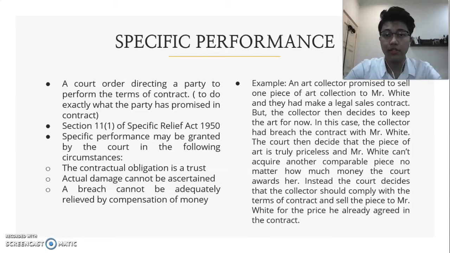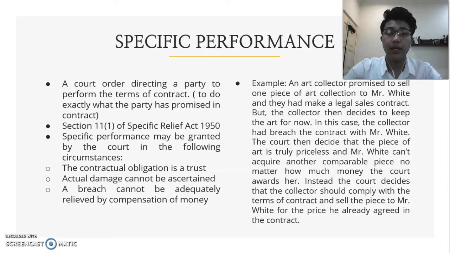Now I'll proceed with the other two remedies for breach of contract, which are specific performance and injunction. Specific performance is a court order directing a party to perform the terms of the contract, which means to do exactly what the party has promised in the contract. According to Section 11, Subsection 1 of the Specific Relief Act 1950, specific performance may be granted by the court in the following circumstances. First, the contractual obligation is a trust. Second, actual damage cannot be ascertained. Third, a breach cannot be adequately relieved by compensation in money.